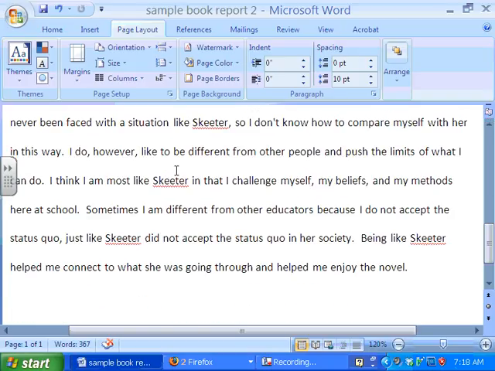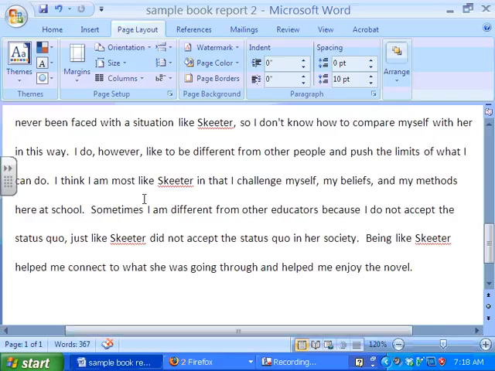I do, however, like to be different from other people and push the limits of what I can do. I think I am most like Skeeter in that I challenge myself, my beliefs, and my methods here at school. Sometimes I am different from other educators because I do not accept the status quo, just like Skeeter did not accept the status quo in her society. Being like Skeeter helped me connect.